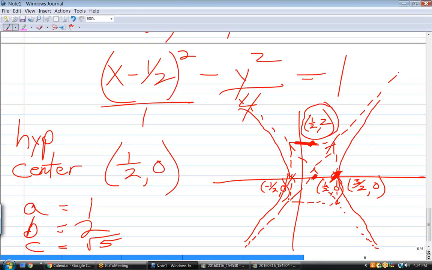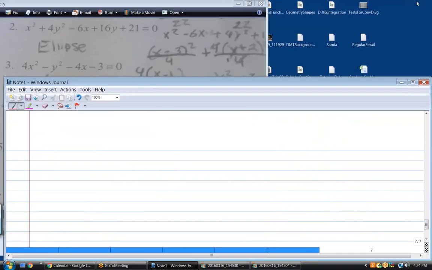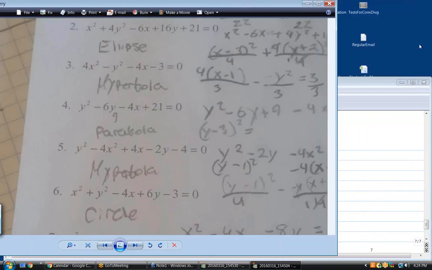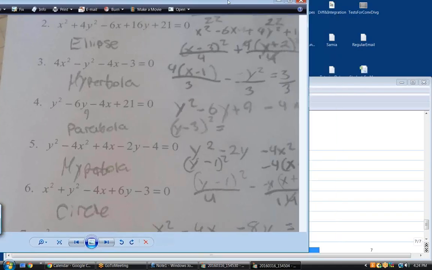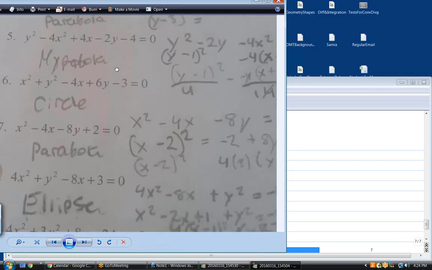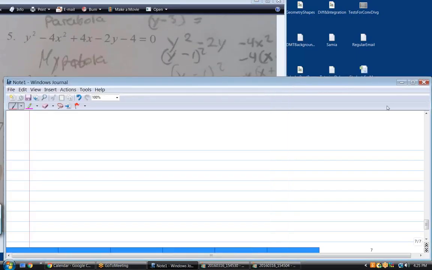Let's find something a little harder. Maybe a hyperbola that goes vertically and has a y term. Let's do a parabola before we do that. Well, hold on a second. Maybe not. Let's do number 5, and then we'll do number 4. All right. Since we're talking about hyperbolas, let's do this hyperbola.